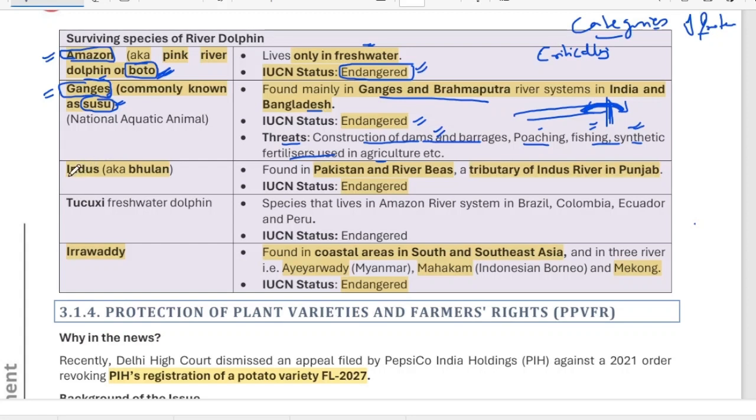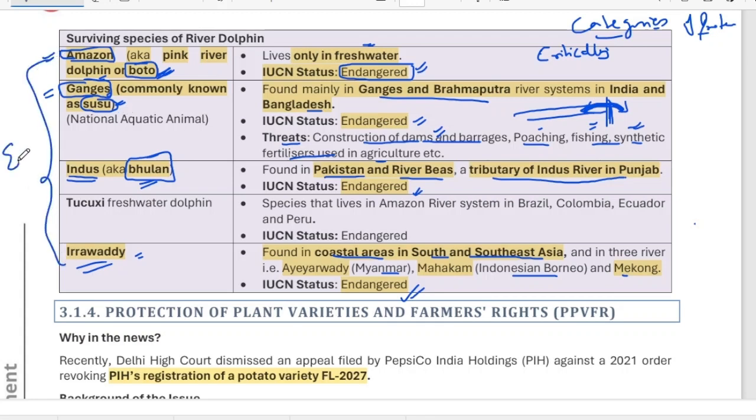Now in the Indus River, these are called Bhulan. The Indus River is in Pakistan, and the Beas is a tributary of the Indus River in Pakistan. This is also categorized as endangered. Another dolphin is the Irrawaddy dolphin. It is found in coastal states of South and Southeast Asia, in Myanmar, Indonesia. This is also categorized as endangered. So all the dolphins have been categorized as endangered.